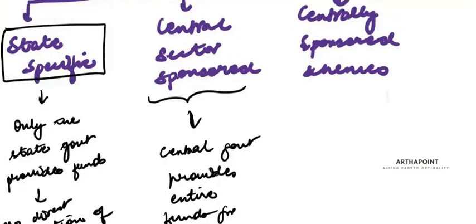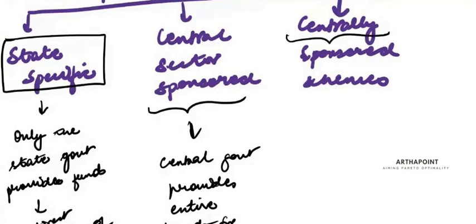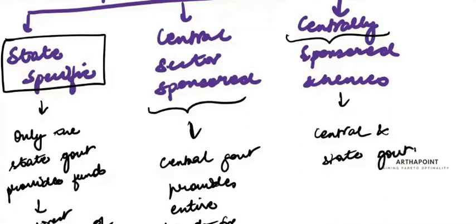Now, the last is called centrally sponsored scheme. A centrally sponsored scheme is one where both central and state government will provide funds for the scheme.